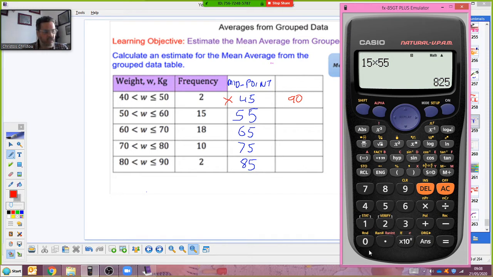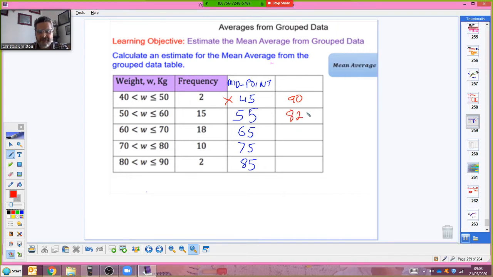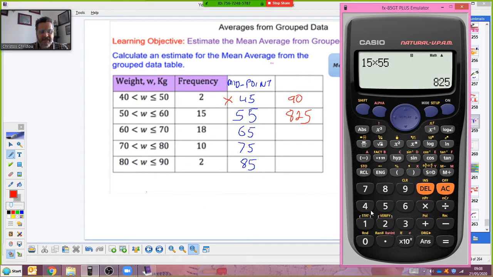Okay, got to be very careful. I'm going to have to leave this calculator out now. So that's going to be 825 by weight. The next one's going to be 18 lots of 65.